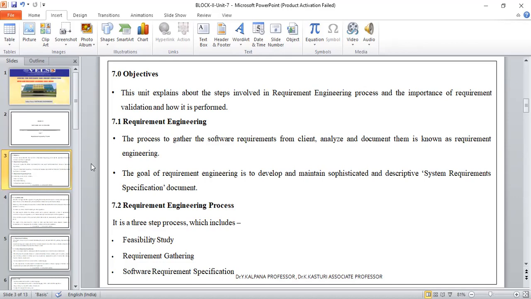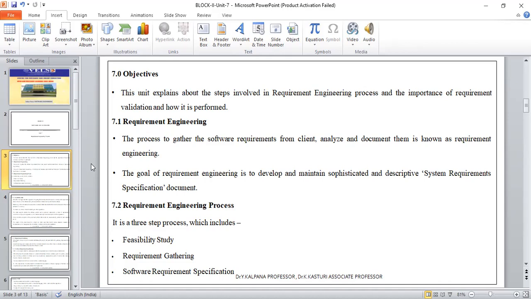That is the goal of requirement engineering, to validate the SRS and to record how we are going to perform. All the things will be recorded: whether the requirements gathered from the client are valid requirements, and how it is going to be performed. All of it will be recorded in the SRS.